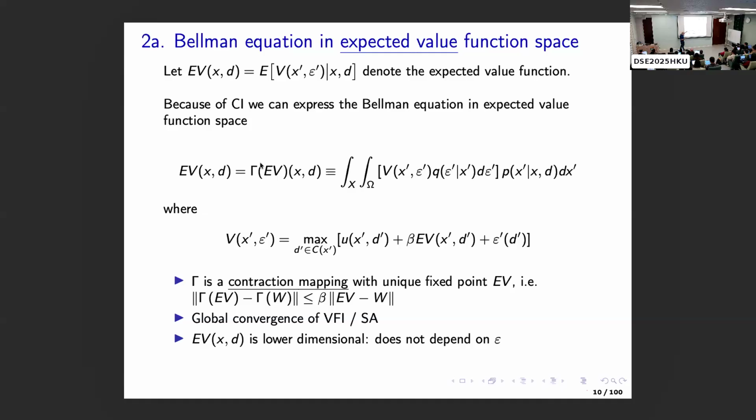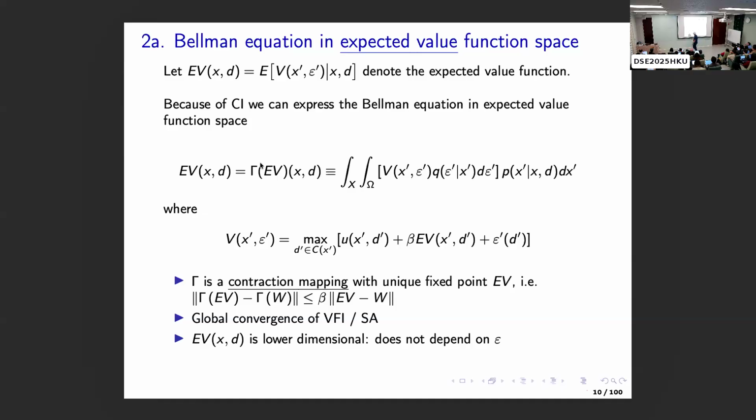First of all, it's a contraction. So this value function iteration or successive approximation is guaranteed to converge. Okay, if beta, the discount factor, is smaller than 1, it's just always going to work. So you get global convergence of value function iterations and successive approximations, and that solution is much lower dimensional than what we started with.